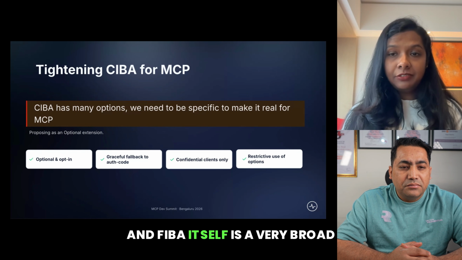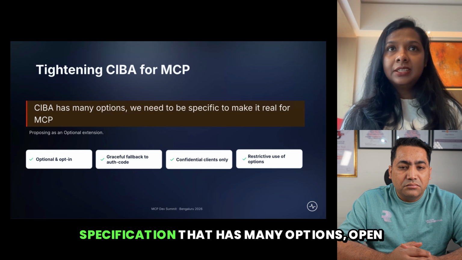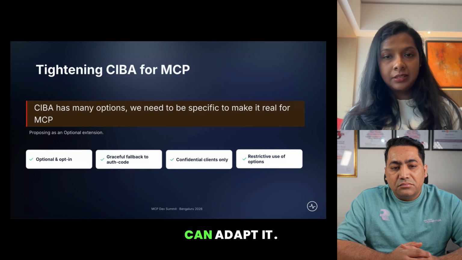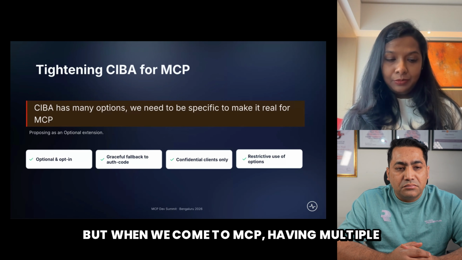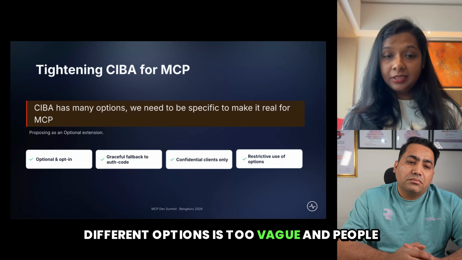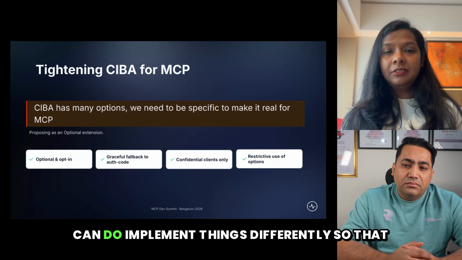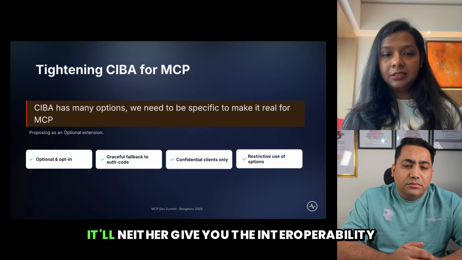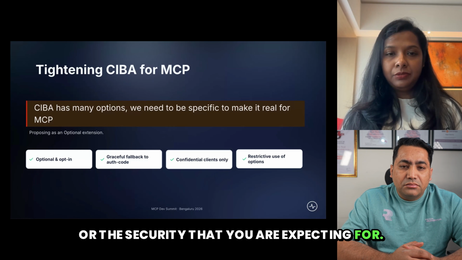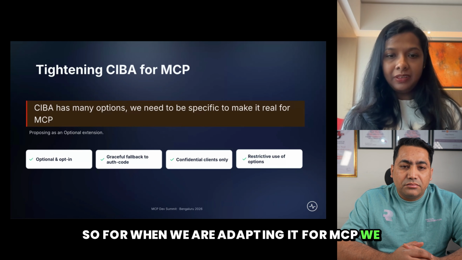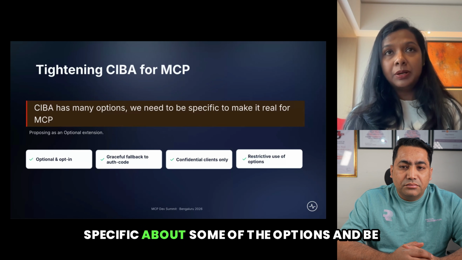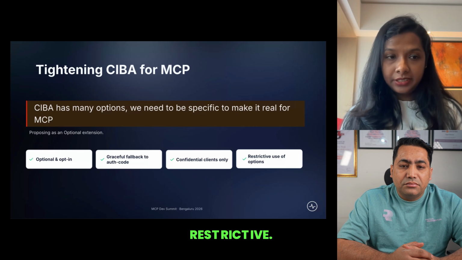CIBA itself is a very broad specification that has many open options, so that different types of clients and applications can adopt it. But when we come to MCP, having multiple different options is too vague, and people can implement things differently, so that it'll neither give you the interoperability nor the security that you are expecting. So when we are adapting it for MCP, we have to tighten the specification and be specific about some of the options, and be restrictive.